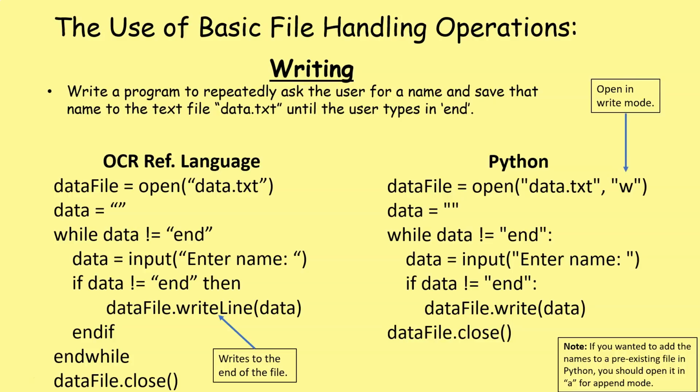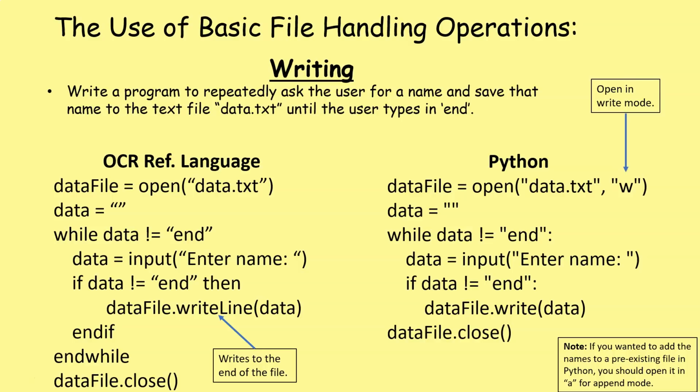Starting again with the OCR reference language, we open the data file. We set the data to a blank string. While the data is not equal to "end", we ask the user to input the name. If the data they've typed in is not equal to "end", as in they don't want to finish that program, then we take that item of data and we write it to the data file using the writeLine command.